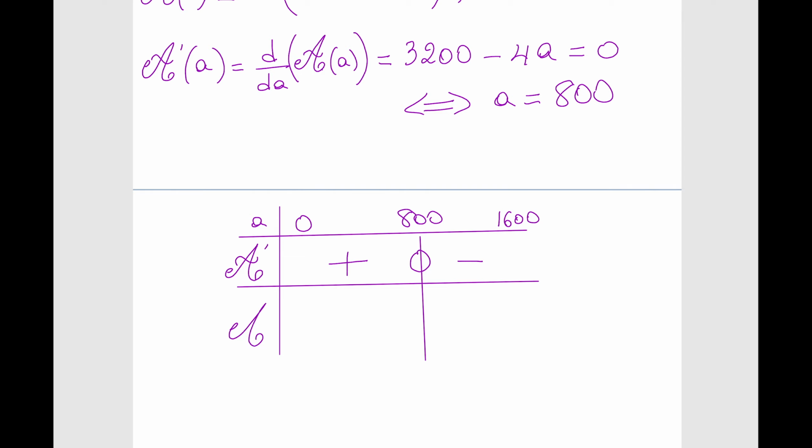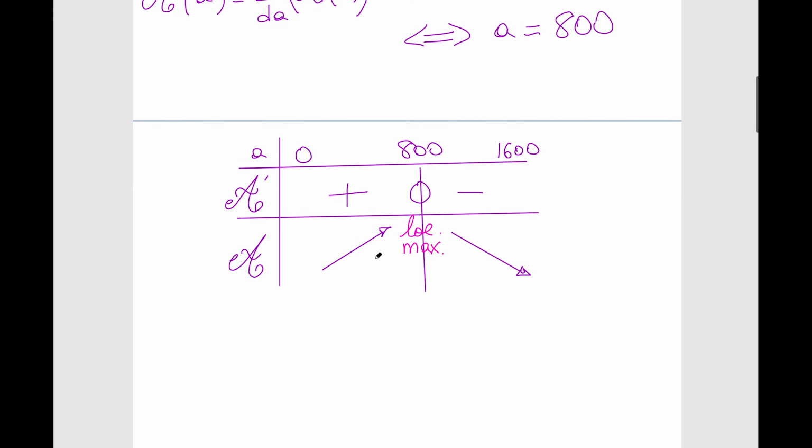So what can you say about A by the first derivative test? What can be said about A is that at 800, the function calligraphic A is going to attain a local maximum, right? Because the function A prime is switching signs from positive to negative, correct? So since A is increasing here and then it's decreasing there, by the first derivative test, I know for sure that the function calligraphic A is attaining a local maximum over here, right? Make sense?